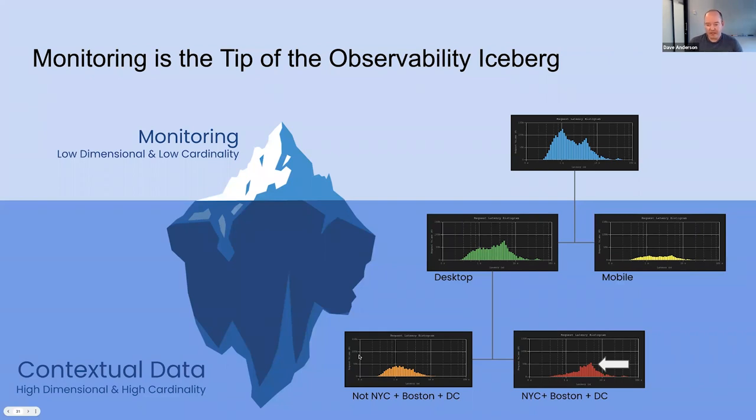And we can see that if we go down through the desktop charts to the bottom, that second peak actually matches the New York City, Boston, and DC area for desktop users. So we know that that's likely the problem area for this latency histogram on the higher end.